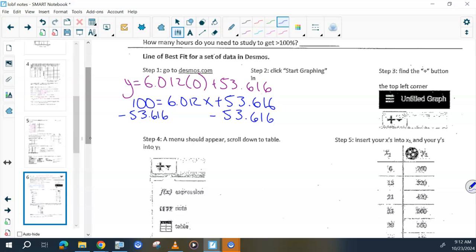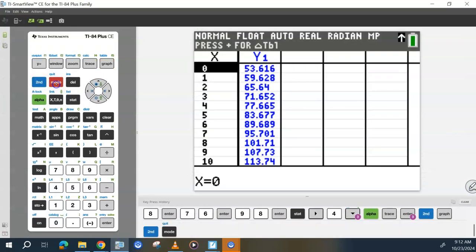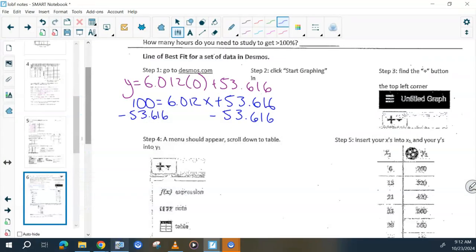What was your question? Just hit the second button. So everyone should be subtracting that on the calculator, figuring out what that is. What is that number? 46.3, say that again, 46.384, thank you.